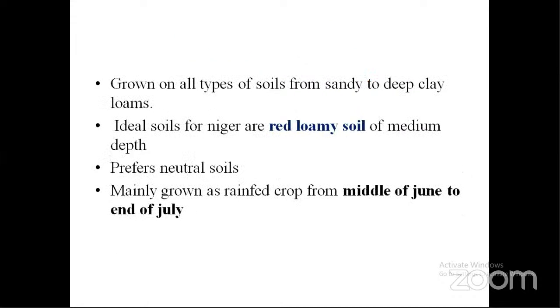It can be grown in all soils from sandy to deep clay loams, but the ideal soil for Niger cultivation is red loamy soils. Niger generally prefers neutral soils. It is mainly grown as a rain-fed crop, and it is sown from the middle of June to the end of July. This Niger crop duration is around 70 to 80 days, and its productivity is very low compared to other seeds. Productivity is only 300 to 400 kg per hectare.